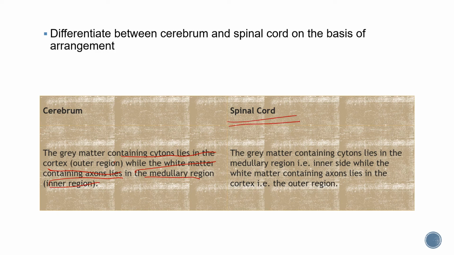Now in the spinal cord what is happening? The gray matter containing the cyton lies in the medullary region, that is the inner side, whereas the white matter containing the axons lies in the cortex region, that is the outer region.